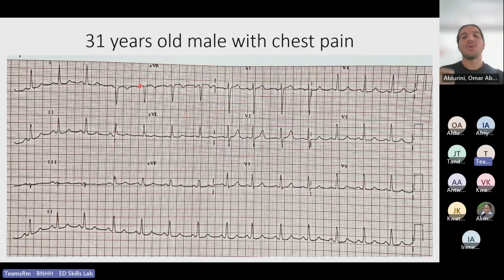Okay, so let's go step by step. First thing is first, is this ECG standard or not? Can you tell me if it's standard? It's not standard. Why do you think it's not standard? I think when it comes to the standardization, we can't see the speed, we can't see the voltage as well.